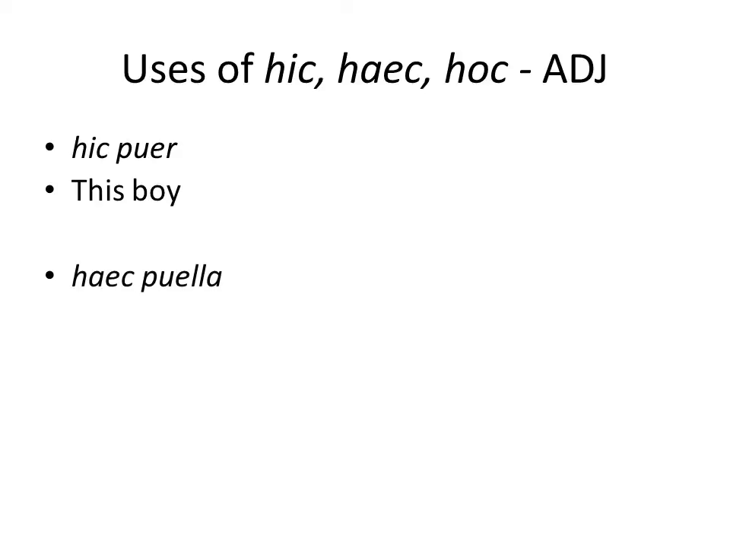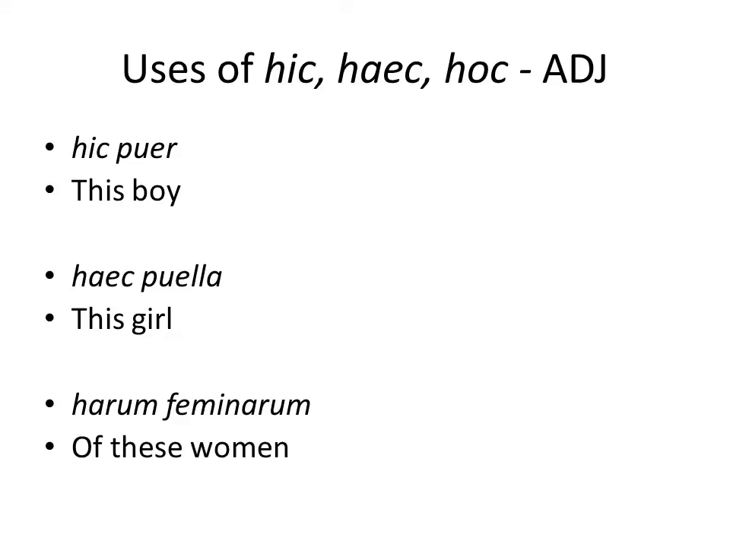Haec puella. So now we're changing from masculine to feminine, still in the nominative. So haec puella would mean this girl. What about harum feminarum? So now we're in the plural and feminine, and it's genitive. So we want to say something like of these women. The plural of this is these. So hic, haec, hoc, this and these. Now here's just a few examples. Obviously we could do them for every form in the chart. This is just to kind of get you started.